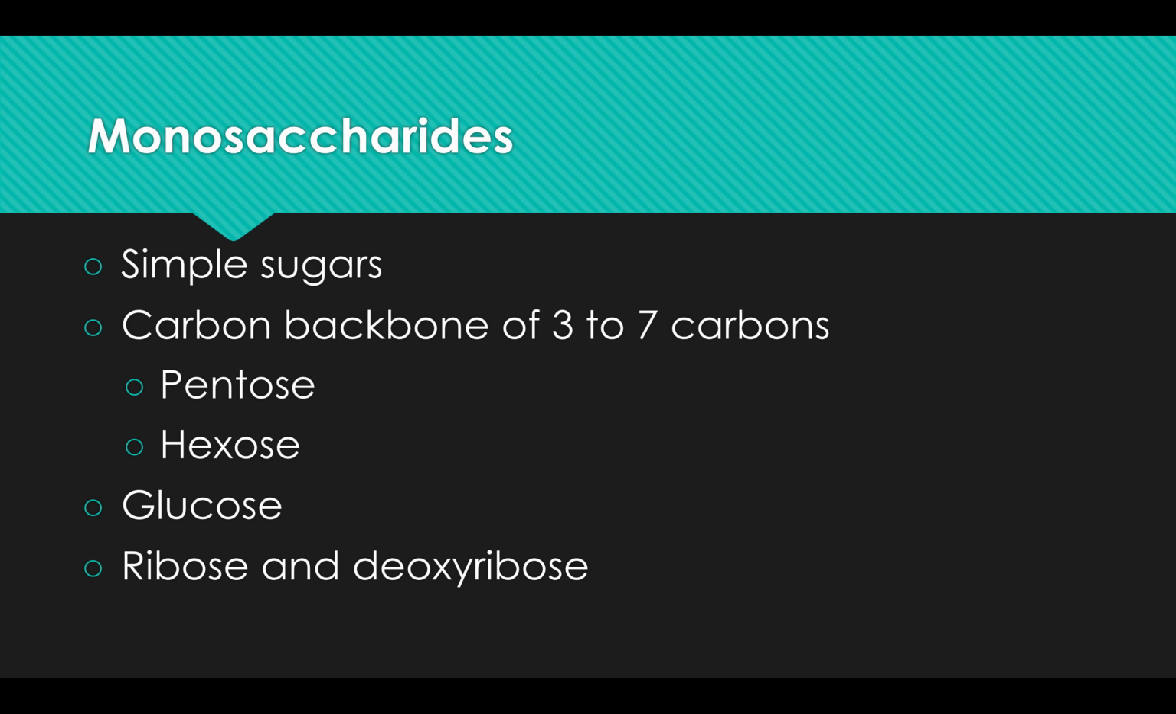All right, so what is a monosaccharide? Remember, these are the monomer that makes up carbohydrates. These are simple sugars, kind of like sugars that you find in candy bars or a Mountain Dew. The carbon backbone is of 3 to 7 carbons. You'll have things like pentose, hexose, and glucose, ribose, and deoxyribose. Those are all monosaccharides, and then you just put a bunch of them together to make a polysaccharide.